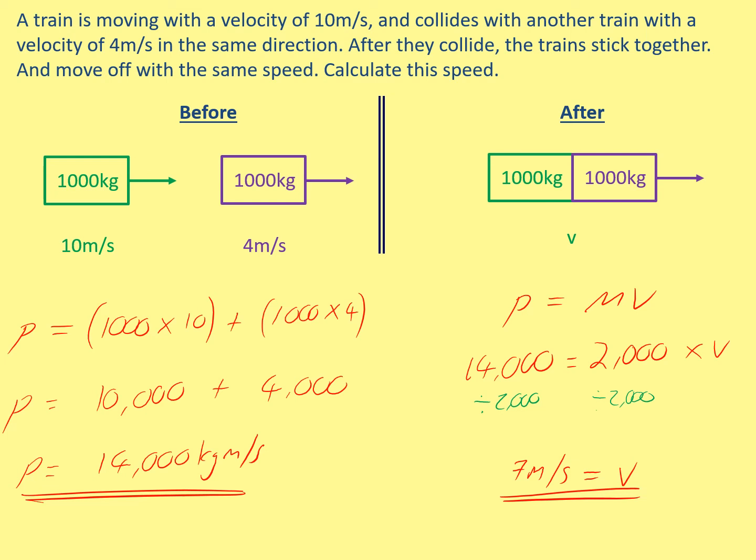Now that number 7 makes so much sense. Have a look at the numbers again. Look before. We can see that the train was 10 and it's now going at 7. It's slowed down. Of course it's going to slow down. It's just hit another train. And the other one was going at 4 and that's now going at 7. And that's obvious too. If you hit it with another train going faster, it's going to speed up a bit. So 7 makes a lot of sense.